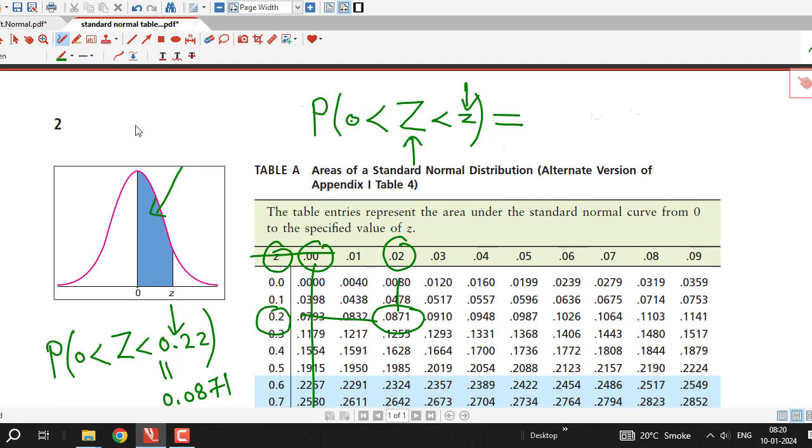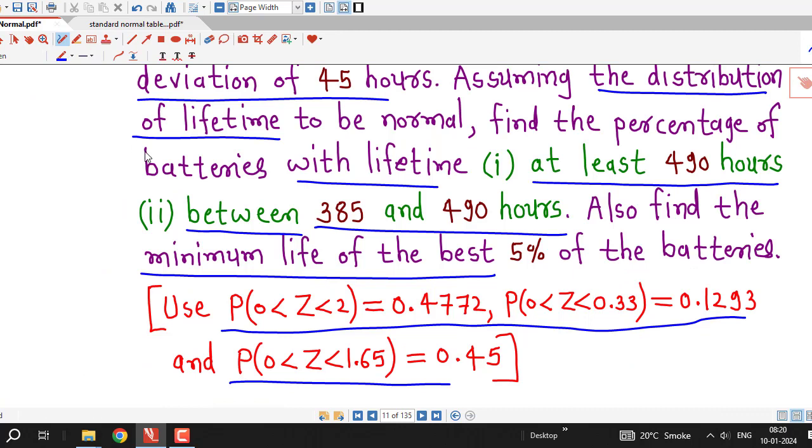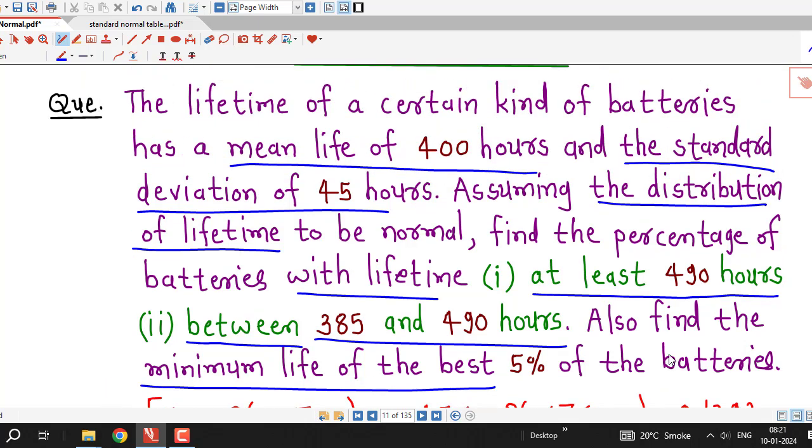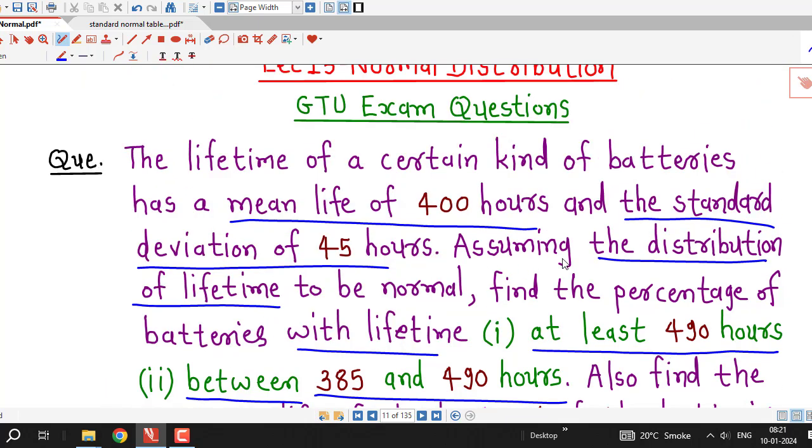Sometimes they give us the values of this standard normal table in the question itself. So here we don't have to use the table. The required values are already given in the question. So if the values of the probability table are given in the question, then we have to use those values. If they are not given in the question, then we can ask for the statistical table to the examiner or supervisor or invigilator. So here it is already specified that the distribution of lifetime of batteries is normal.